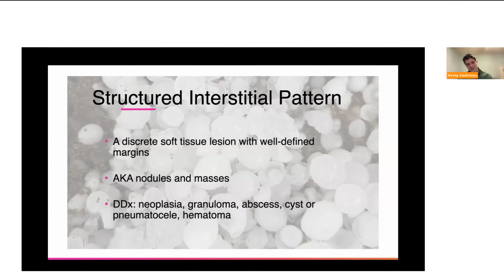Occasionally you'll get fluid-filled cysts or pneumatoceles, which are usually traumatic lesions or like a ruptured bulla that become filled with hemorrhage or inflammatory fluid or transudate or hematomas, that sort of thing.